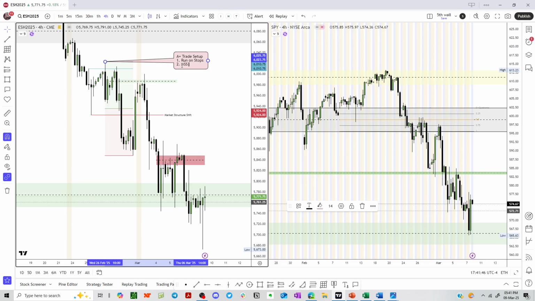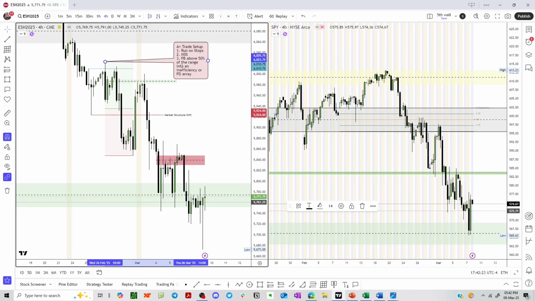a market structure shift, 3, a pullback above 50% of the range into an, you can see, PD array. I say inefficiency all the time because not everybody knows all the PD arrays, and sometimes if you don't see what you need to see, then that trade's not for you, it's for somebody else.